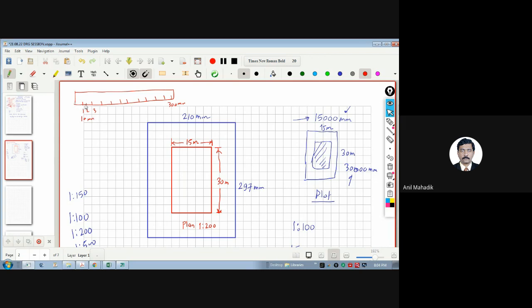Now, if you take this scale and you measure this dimension on the paper, how much will you get? Something like 75 mm. Yes, this dimension. In real, if I don't give you this dimension, let's say, for example, I'm not giving any dimension to you. I have only drawn the rectangle here and I have written here 1:200. Can you tell me what is this dimension?